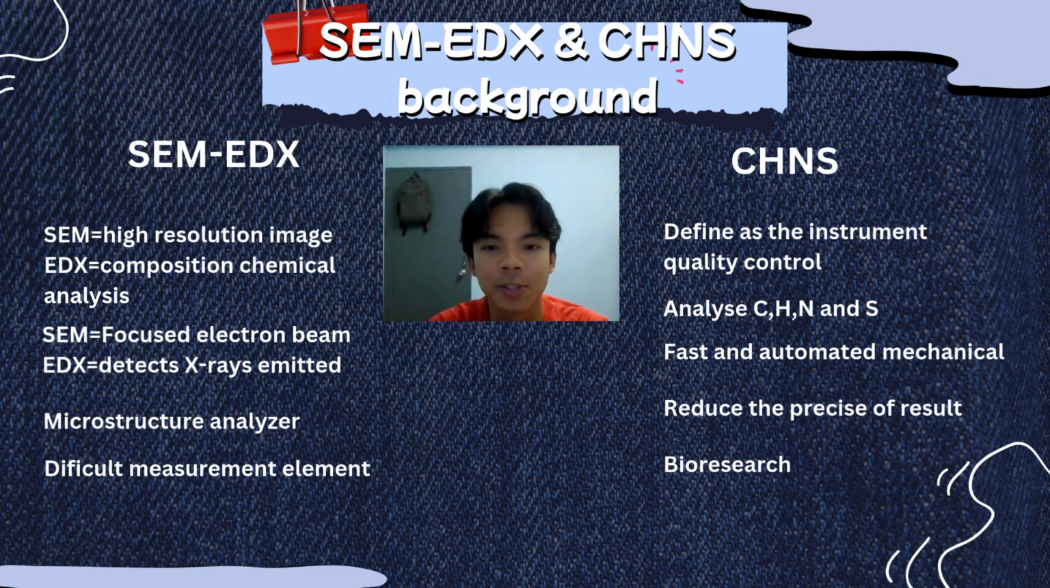SEM gives high resolution images, while EDX gives the analysis of the chemical composition. SEM and EDX have different functional roles: SEM is used to focus the beam to generate the signal, while EDX is used to detect the X-rays when the electron beam interacts with the sample. EDX has some challenges during the measurement of silicon and magnesium due to their low atomic number.